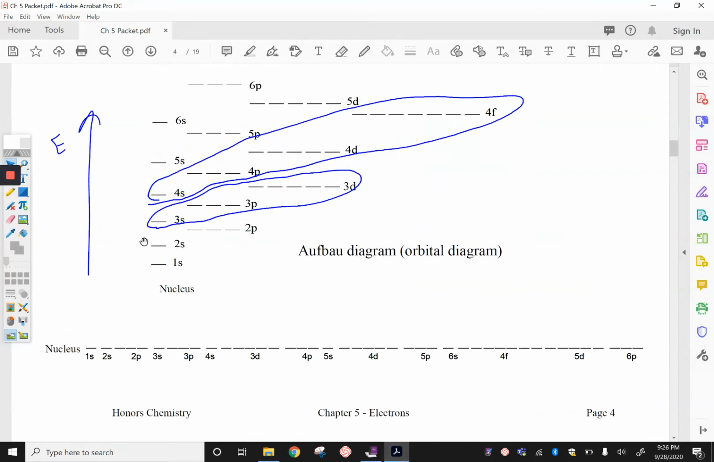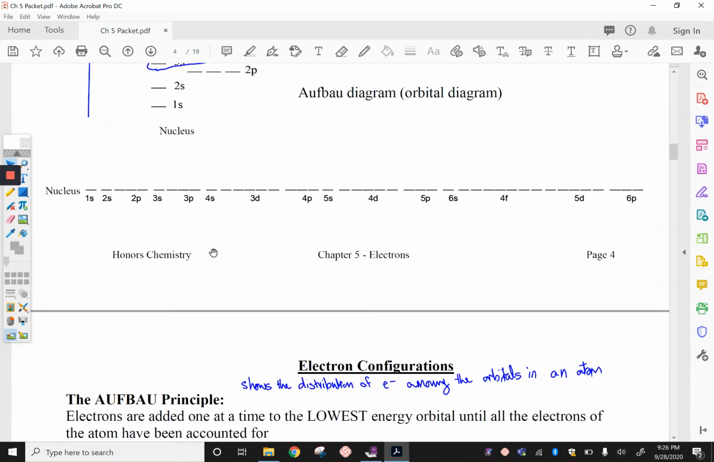So again, the Aufbau principle, building up an energy, we're just filling it up in terms of energy. So 1s, 2s, 2p, 3s, 3p, 4s, 3d, 4p, 5s, 4d, 5p, 6s, and so on.